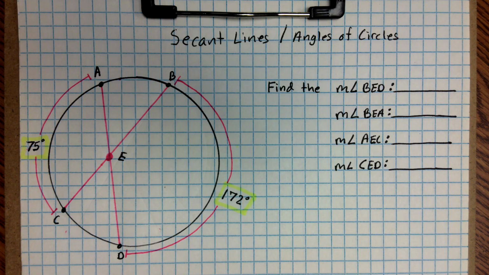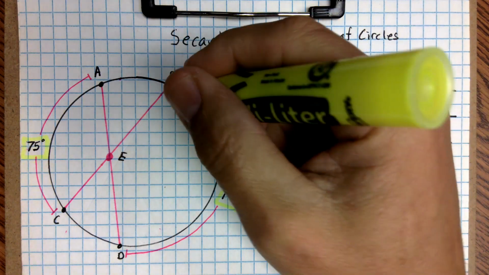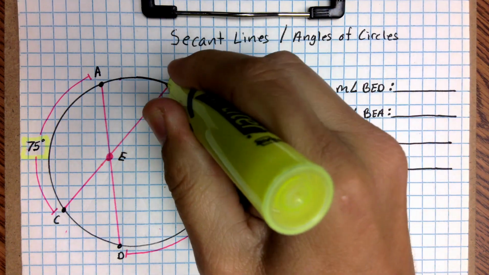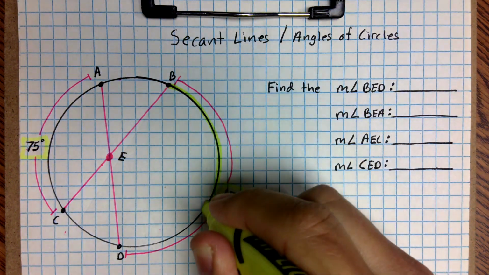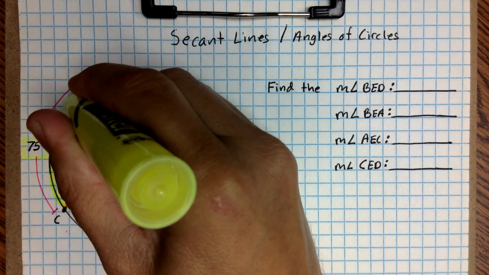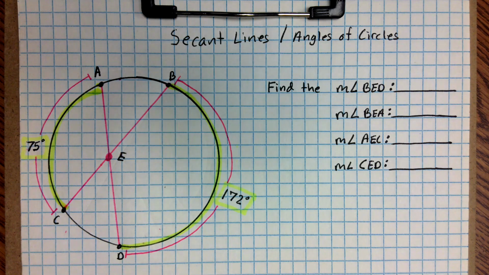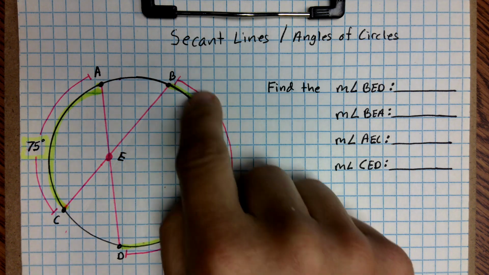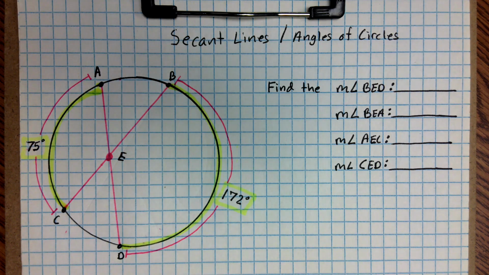So let's go ahead and do that right quick. Let me show you what I mean. For instance, this value represents this particular intercepted arc, and this value over here, 75 degrees, represents this arc. Notice we have one that's larger and one that's smaller, created by secant lines that run through the inside of the circle.